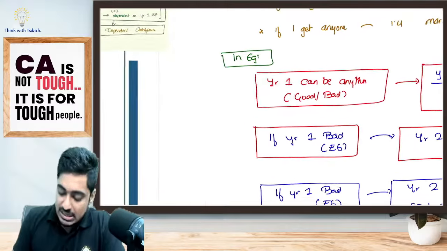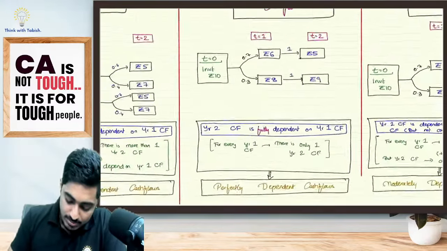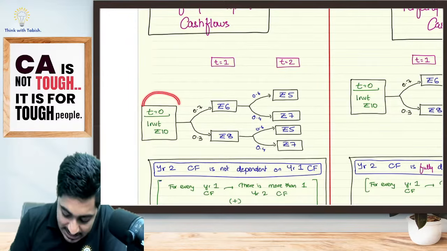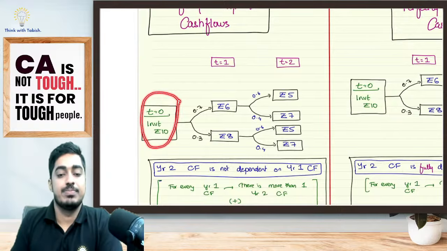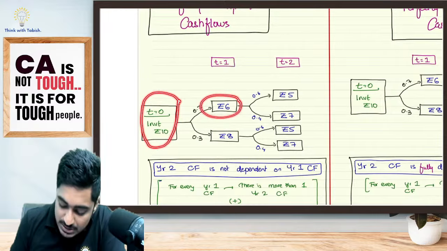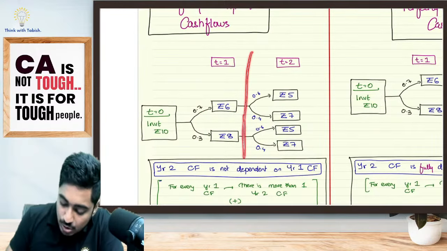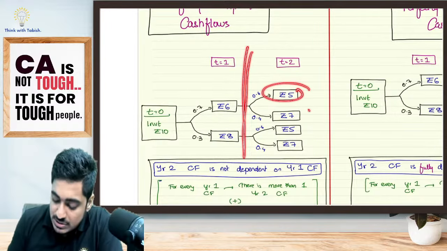Now look at this first situation, students. Pay attention. 10 rupees I invested at t is equal to 0. First year, I can get 6 rupees or 8 rupees. Now, second year, what all I can get? I can get 5 rupees or 7 rupees.